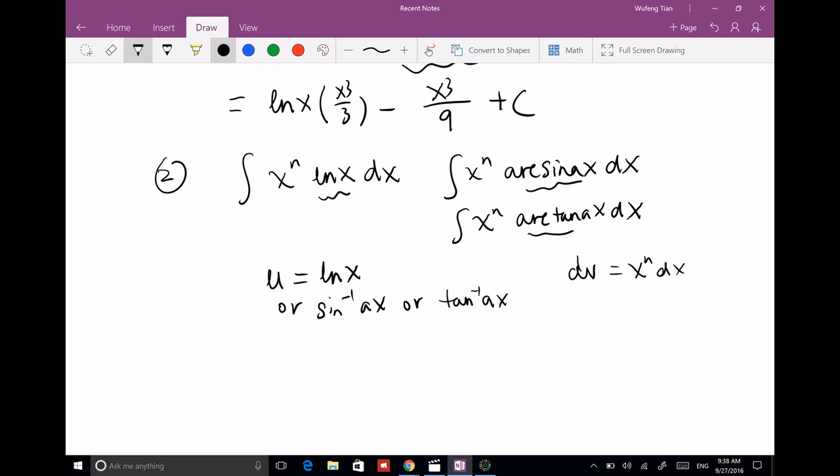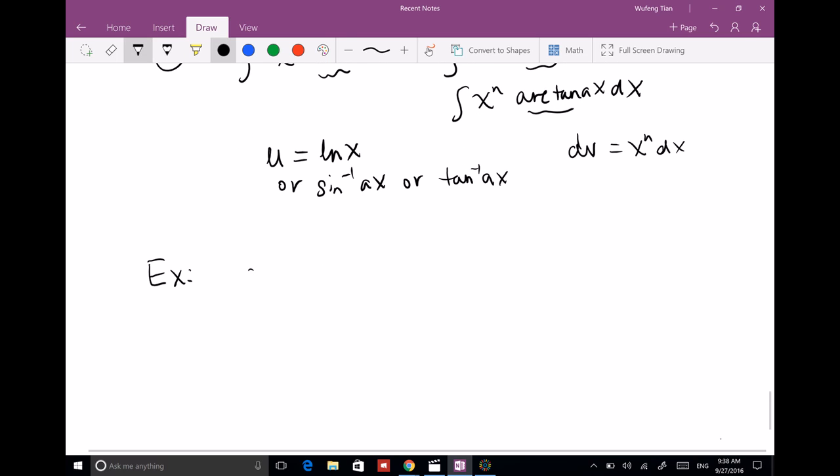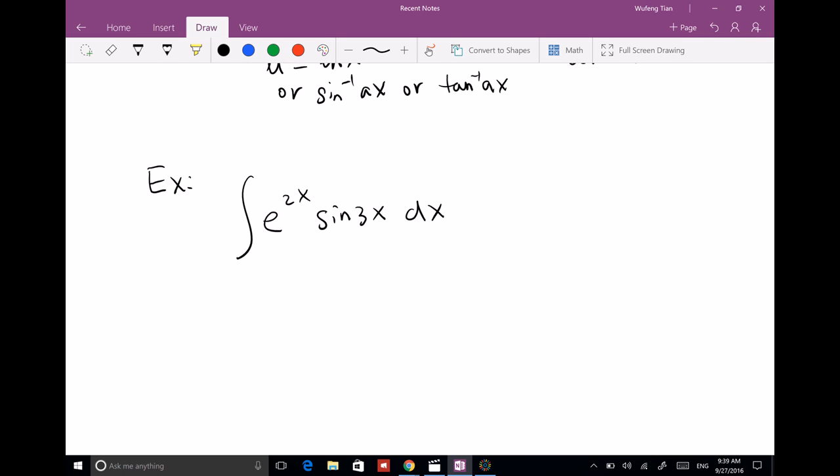Now there's another one, which is the most difficult part. Okay, not this one. I want to try one and see what happens. So now, for example, I want to try e to 2x sine 3x dx. Use the tabular method here. Try it.